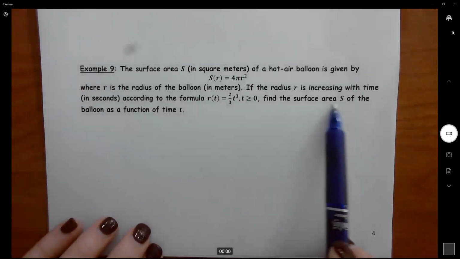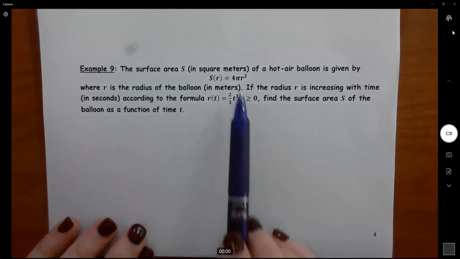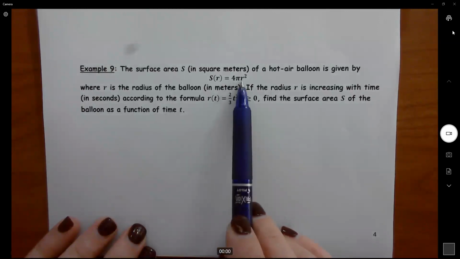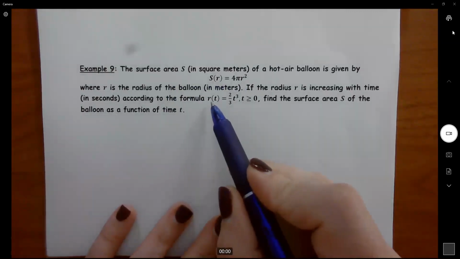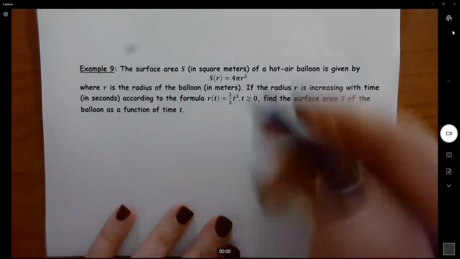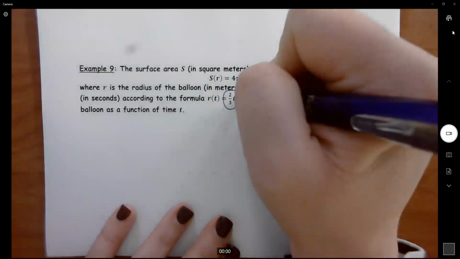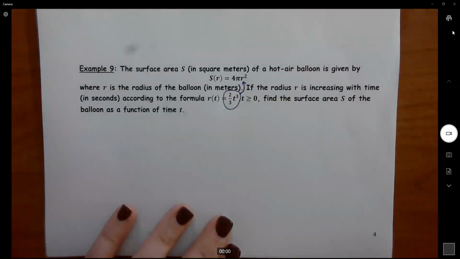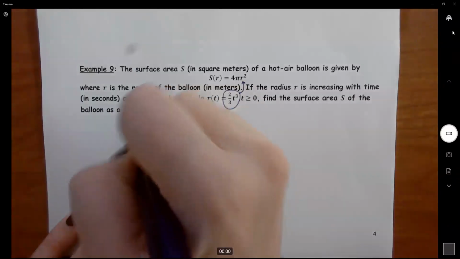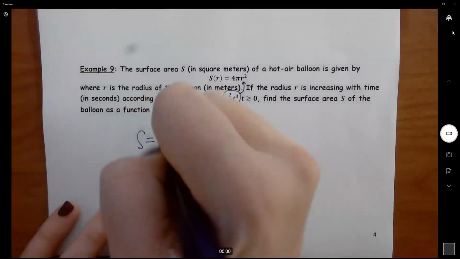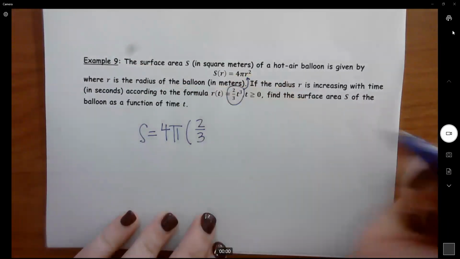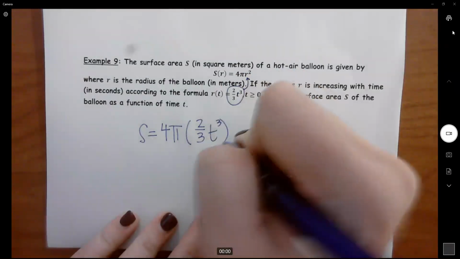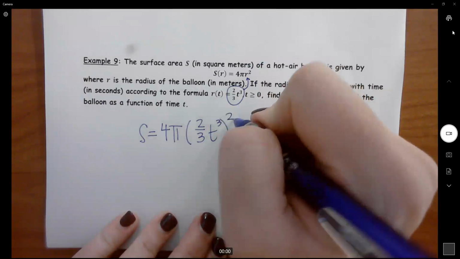So again, find the surface area of the balloon as a function of time. This is a function of radius, of r. I want to know, as the time changes, how that affects my surface area. So if my r equals, this is just r of t, but if my r equals 2/3 t cubed, take this and replace your r with it. So this becomes S equals 4 pi in place of my r, this is 2/3 t cubed, and then you still have its r squared, so you still have the squared on the outside.